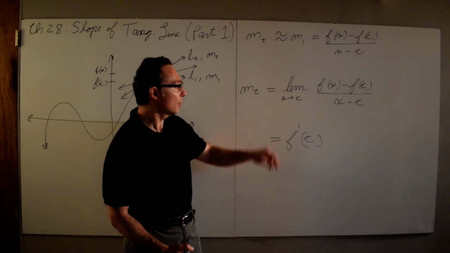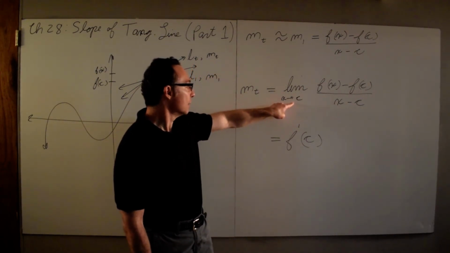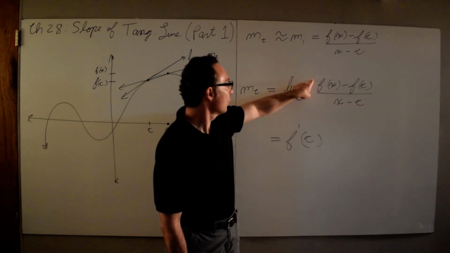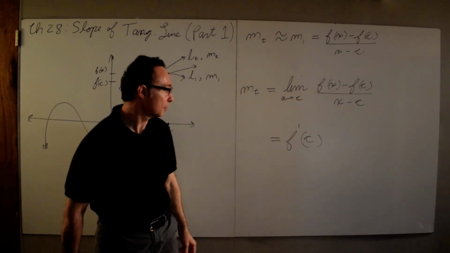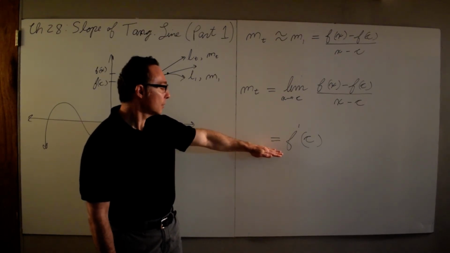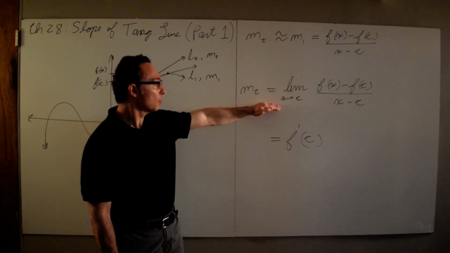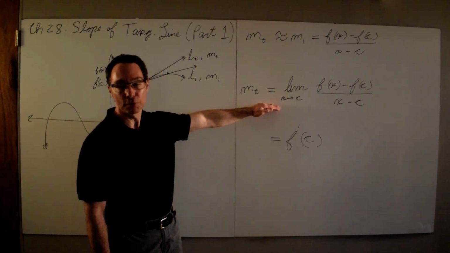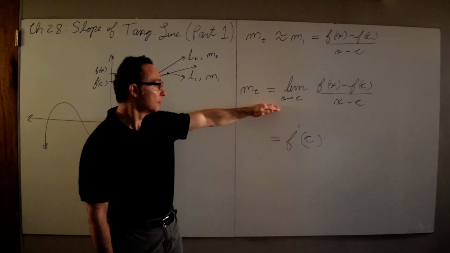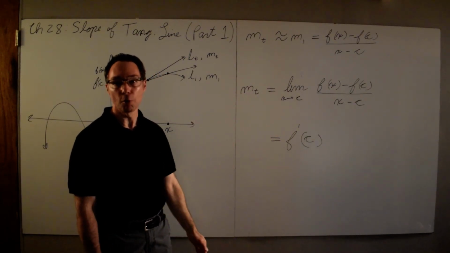And we take this limit, and then we say, what is this limit? We recognize this. The limit as x approaches c of f of x minus f of c divided by x minus c. That is the definition of derivative. This is how we define the derivative of f at c, as the limit as x approaches c of f of x minus f of c divided by x minus c. So that's why the derivative is the slope of the tangent line.